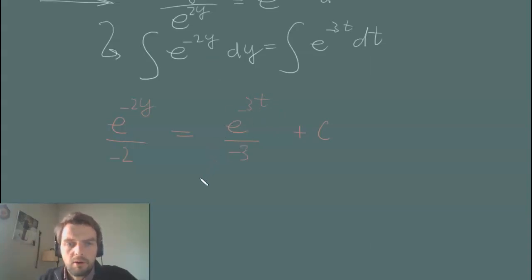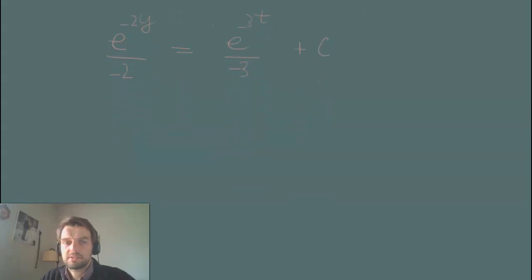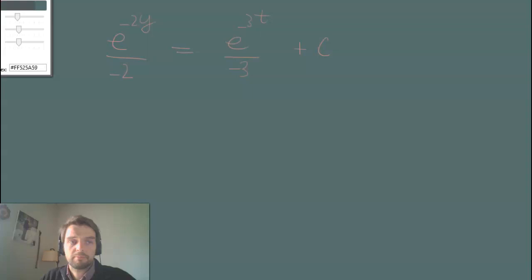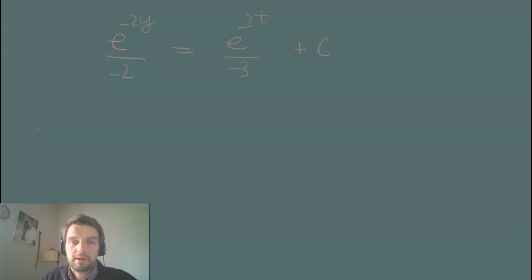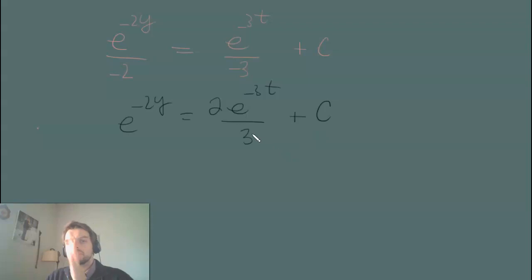But a good thing to recall is that this is an implicit form, so we could do one better by turning this into some sort of explicit form. A way we could do that is first by multiplying by negative 2 on both sides, so e to the negative 2y is equal to 2 times e to the negative 3t over 3, so the negatives cancel here, plus, and here's a trick that you're going to see a lot, negative 2 times an arbitrary constant is still just an arbitrary constant.